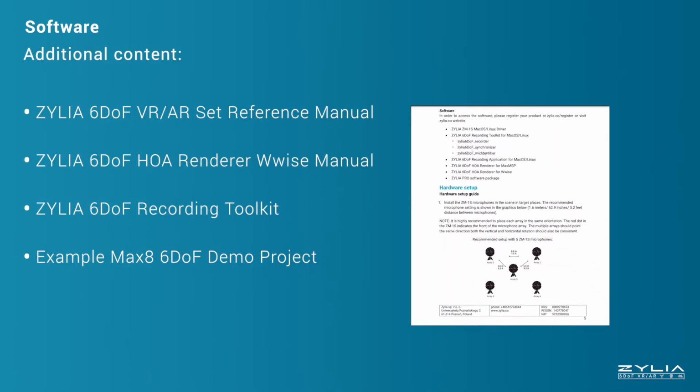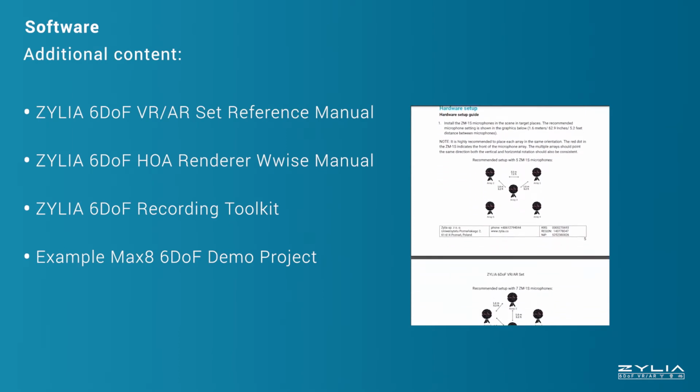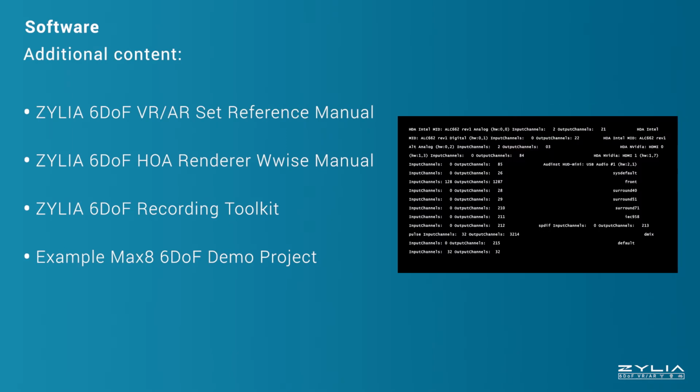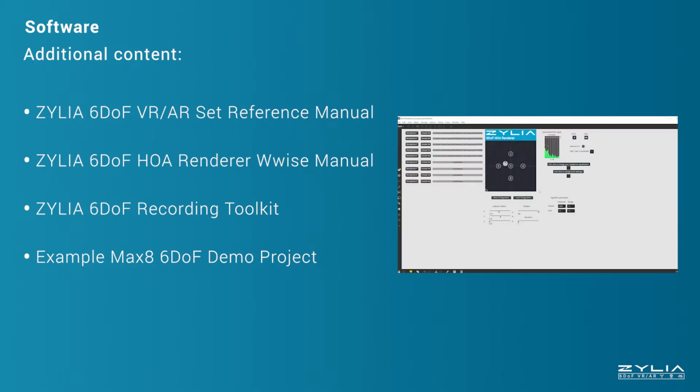By registering, you will also receive the corresponding product manuals, the ZYLIA 6 Degrees of Freedom recording toolkit, a command line application as an alternative for recording on Mac or Linux systems, and a link to download a Max 8 demo project for loading multiple ambisonic files for interpolated playback with the ZYLIA 6 Degrees of Freedom renderer plugin.